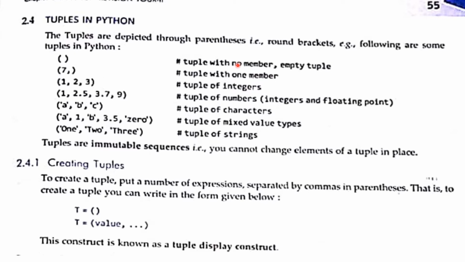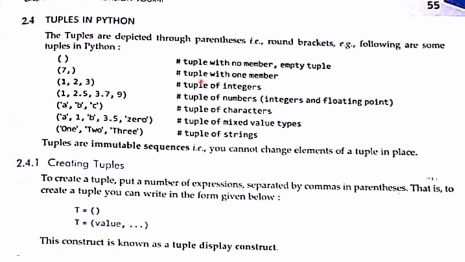The most important thing in a tuple is, if you create a tuple with a single element, then you have to put a comma after the single element. If you do not put a comma after the single element, then this element will be treated as the value stored in a variable.